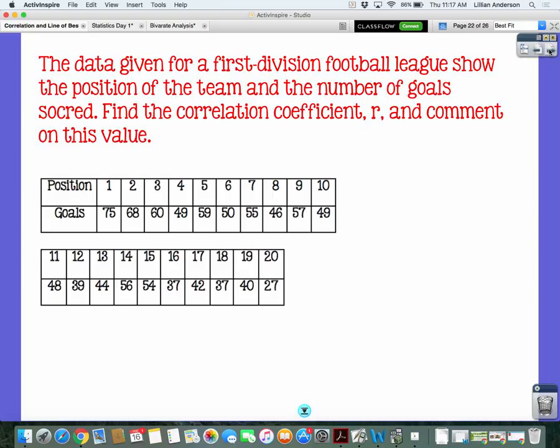The data given for the first division football league show the position of the team and the number of goals scored. I know score is spelled wrong. Don't say anything. Find the correlation coefficient R and comment on its value.